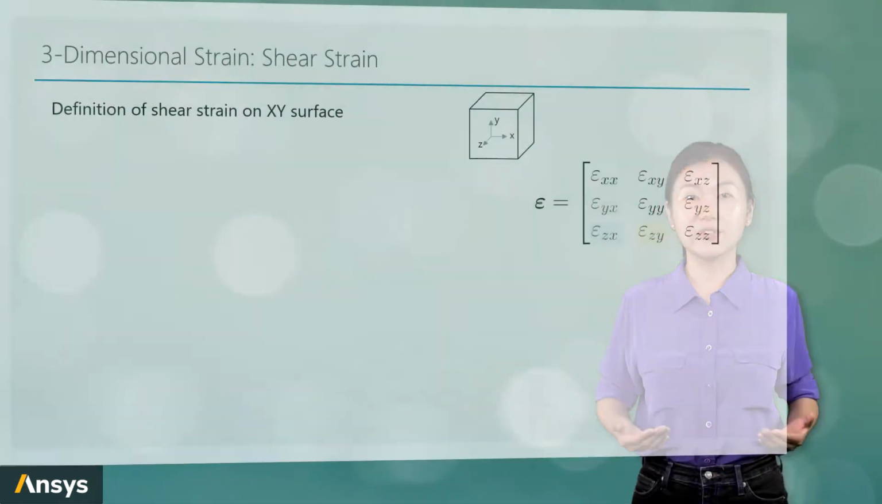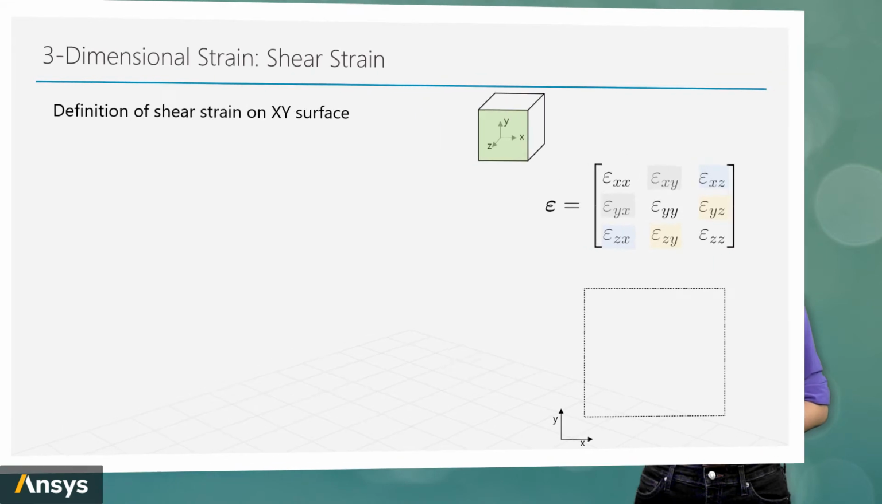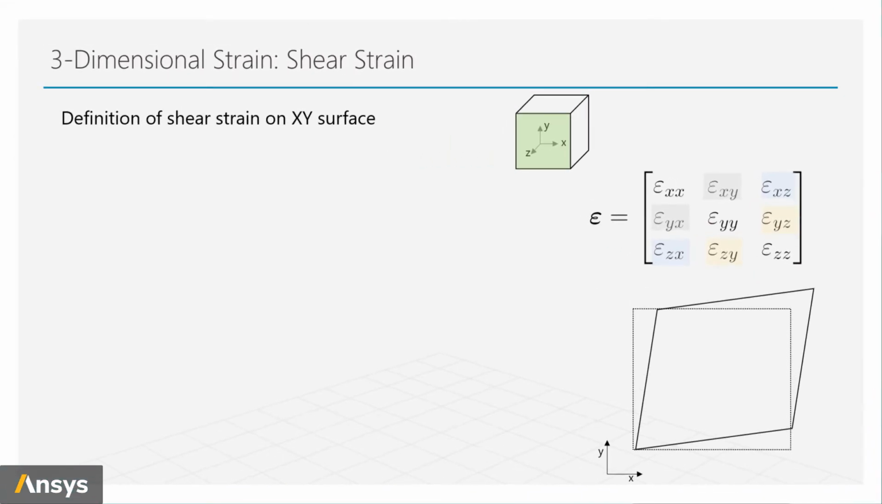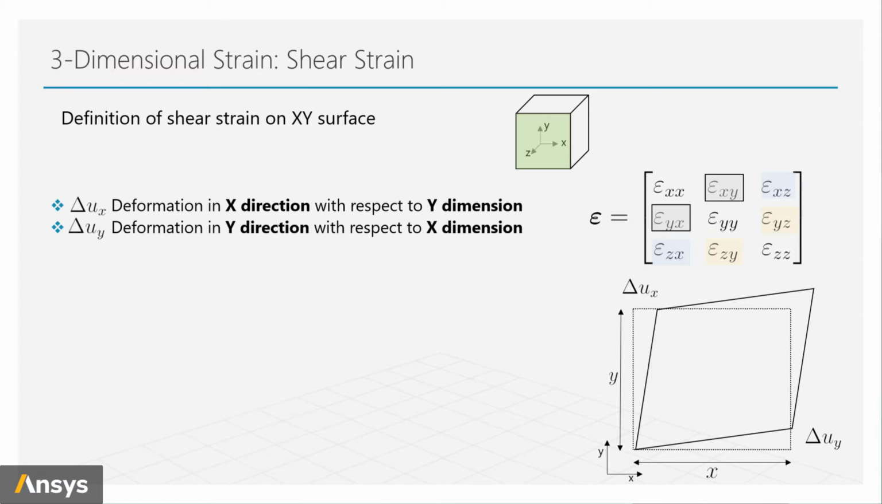Let's look at the xy surface view of the cube. Besides the normal deformation pattern in x and y direction, there's another deformation pattern, which is the shear deformation. And the off-diagonal components in the strain tensor are used to capture such deformation. Let's have a closer observation of this shear deformation. We have an increment in x direction, delta ux, with respect to the y dimension of the cube. On the other side, we have an increment in y direction, delta uy, with respect to the x dimension of the cube. Delta uy over x and delta ux over y are basically the tangent values of these 2 angles. And shear strain is defined by adding up these 2 tangent values and then dividing the value by 2.